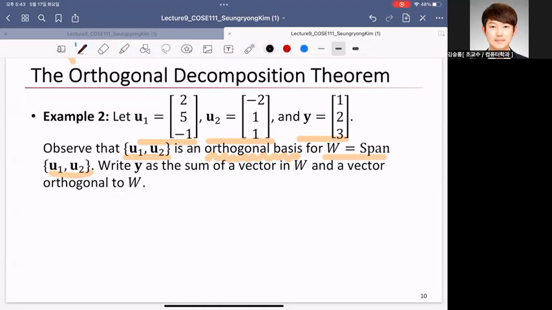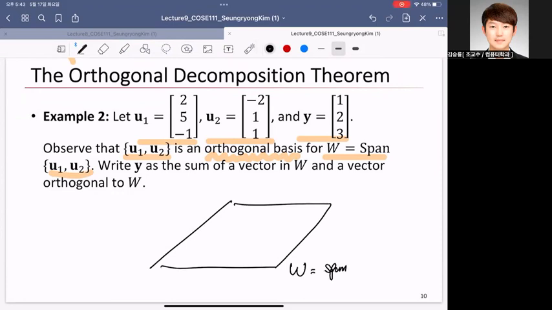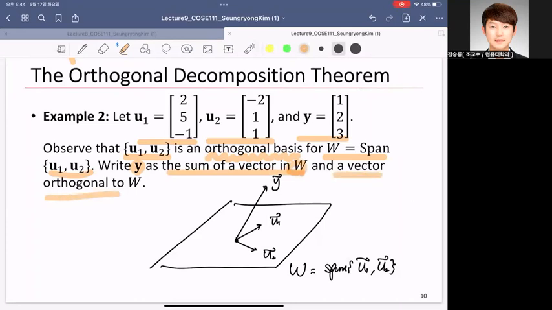So let's suppose that here is the subspace W, which is spanned by u1 and u2. This is subspace W. Then let's write y. Let's suppose that y is here, maybe outside the subspace. Then let's write y as a sum of a vector in W and a vector orthogonal to W.